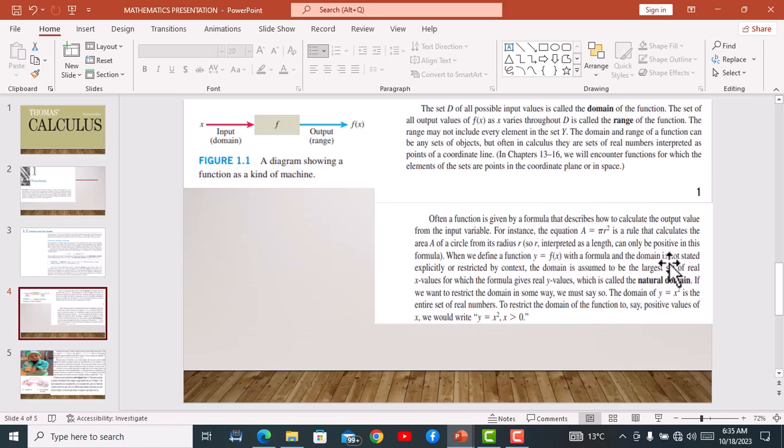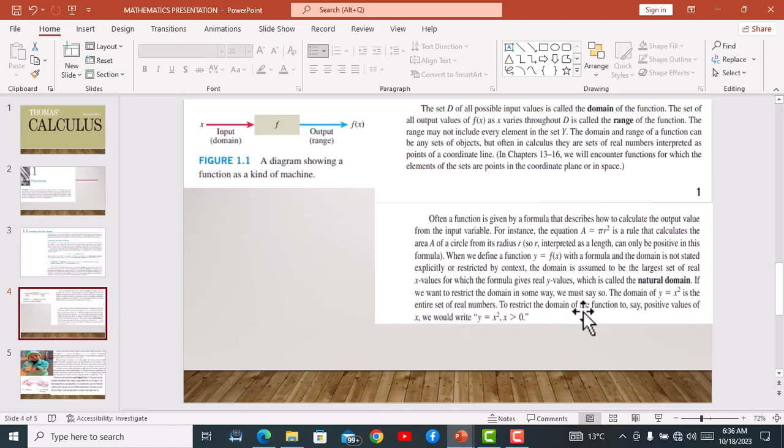When y equals f of x is given by a formula, and the domain is not stated explicitly or restricted by context, the domain is assumed to be the largest set of x values for which the formula gives real y values. They have to be real. This is called the natural domain.